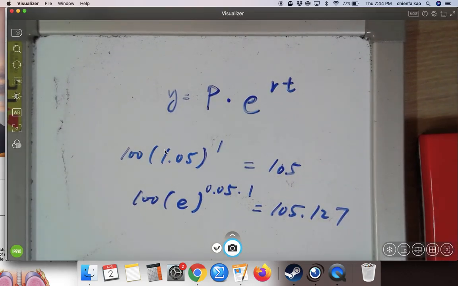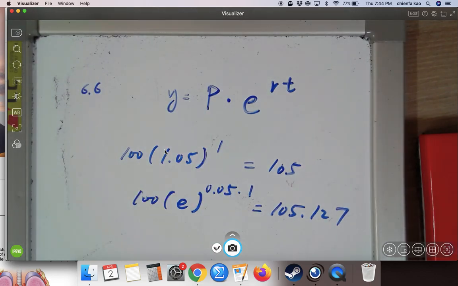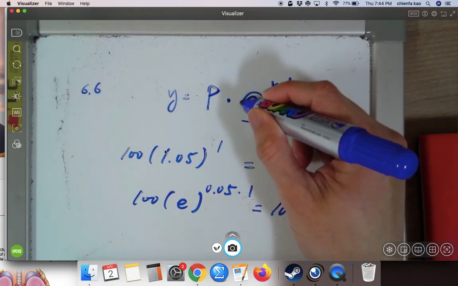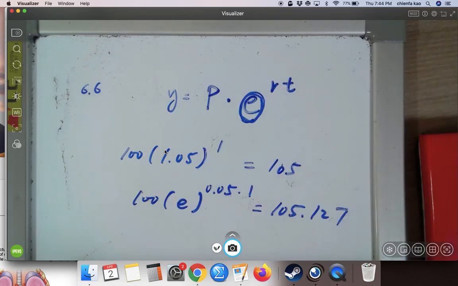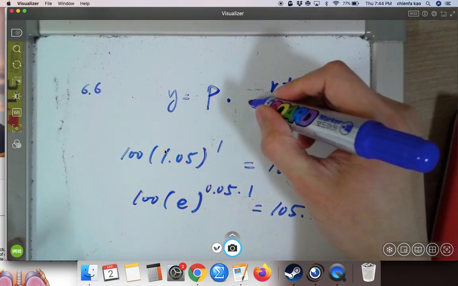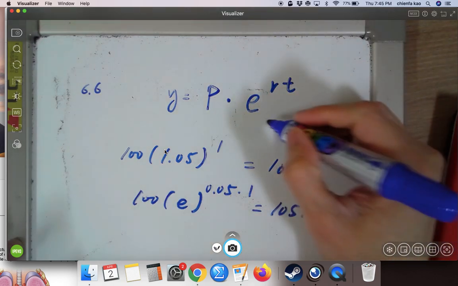Okay, let's move on to 6.6. 6.6 has two major ideas. They're both relatively simple. One is the idea of e. Okay, e is a number, so don't freak out. It's like 2.7 something. Okay, that's e.